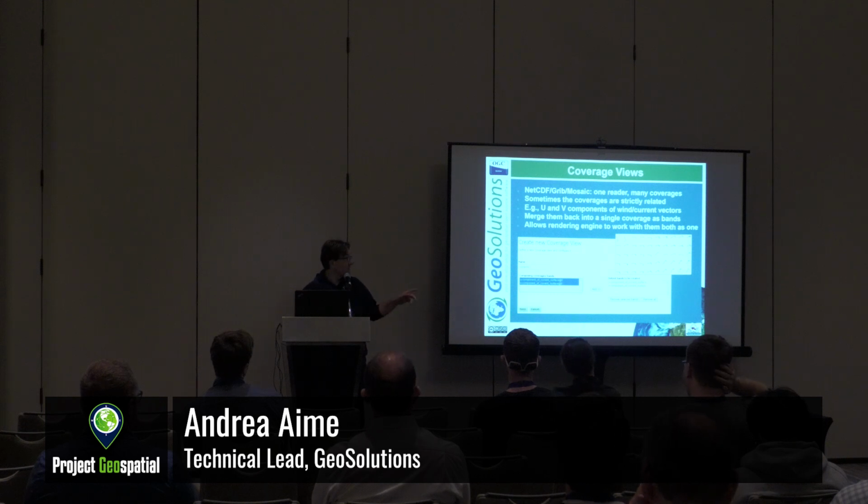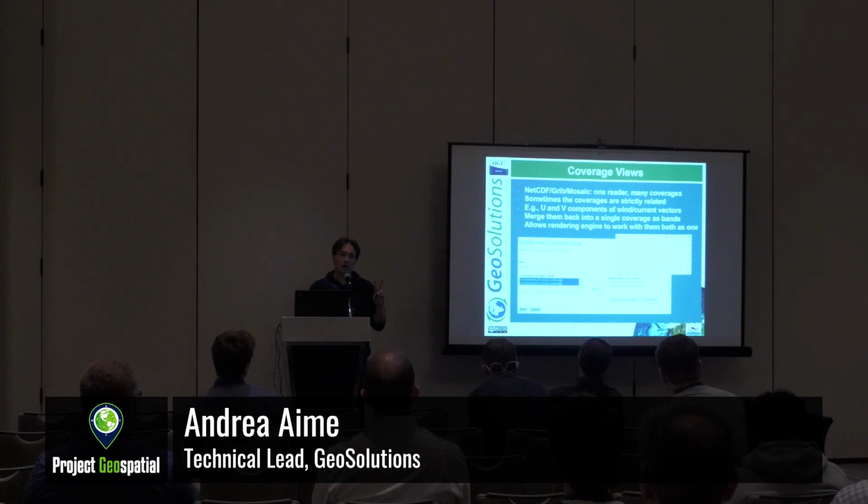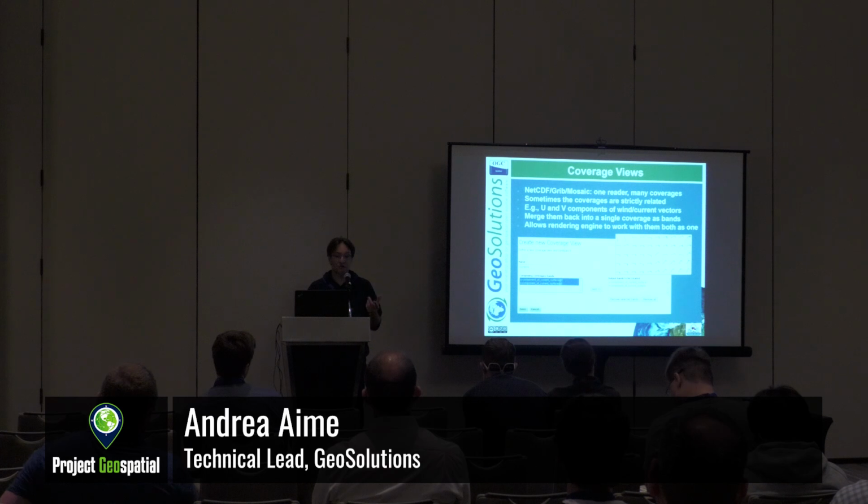This is one example taking data from a NetCDF that has two separate rasters, which are the U and V components of the wind vectors. But to display wind barbs, you need to put them back together to do calculation of magnitude and orientation. And so that's exactly what coverage views do. And then we do the math in the SLD.